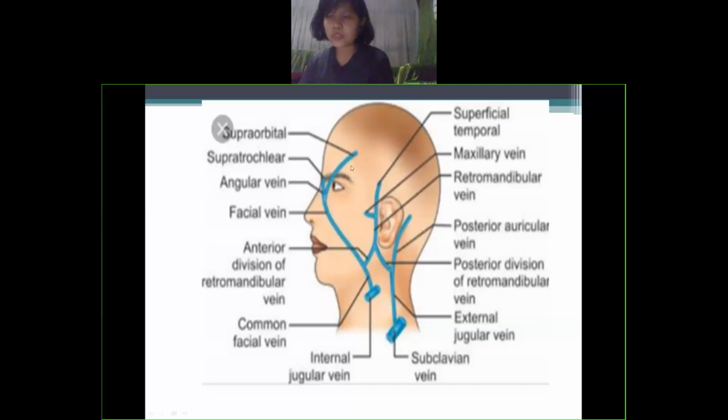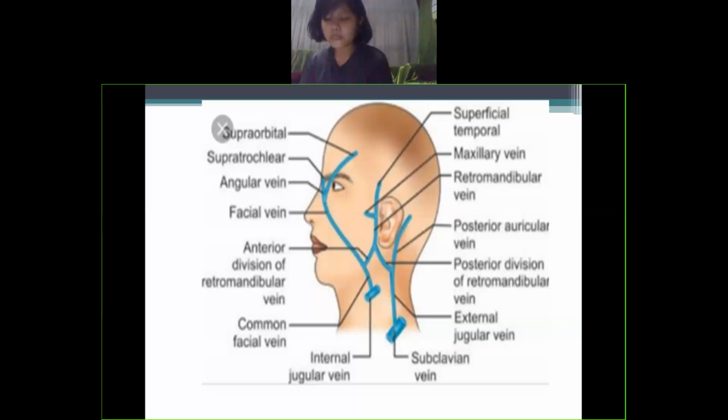Okay. And this supraorbital vein, again, combines together to form the facial vein. This is a facial vein. And this facial vein lies near the angle of the eye, in the middle part of the eye. Obviously it will be here only, in the middle part of your eye, where it is situated.